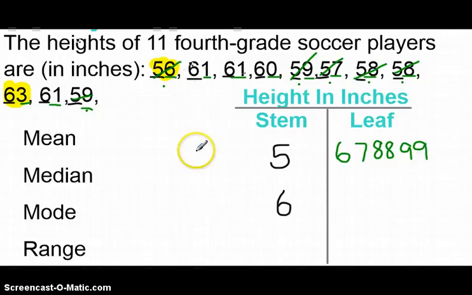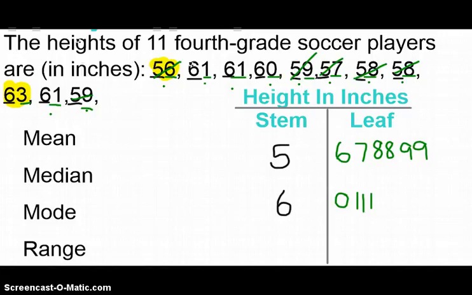Now we can move on to our next stem of 6. We have 60, 61, 61, and 61. So we have to add one 0, and since there are 3 61s, we need 3 1s. That is our stem and leaf plot.